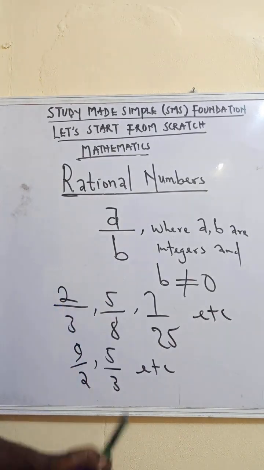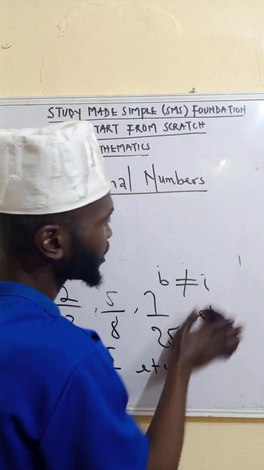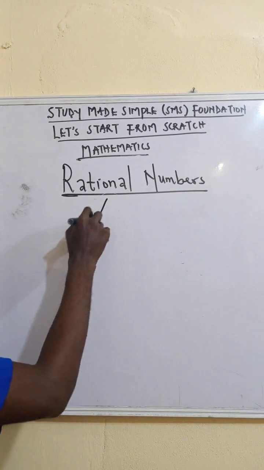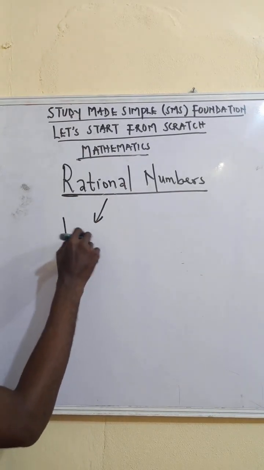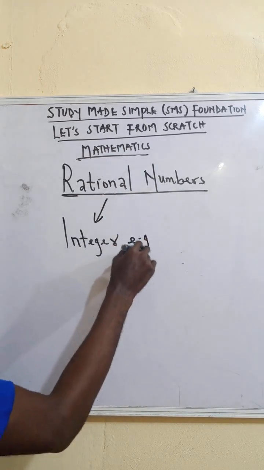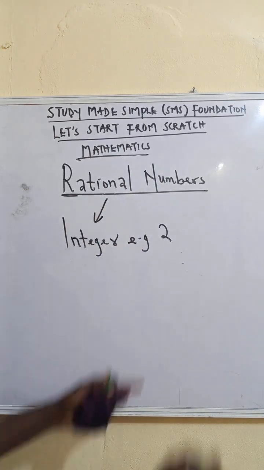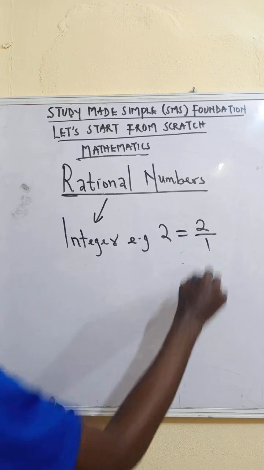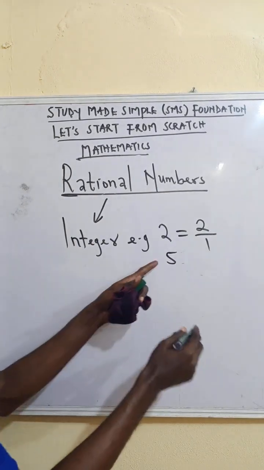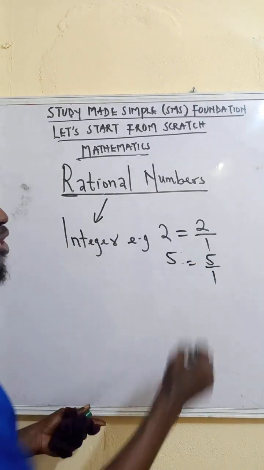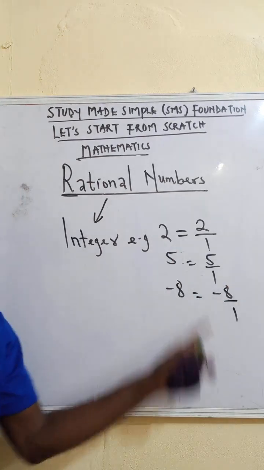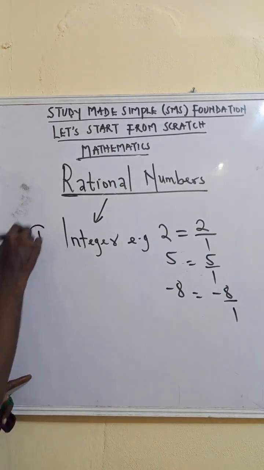But let's see the different cases of rational numbers. Now, rational numbers can either be integers. Integers are rational numbers. For example, ordinary 2 is rational because 2 can be written in fraction. You can write it as 2 over 1. So if you write 5, 5 is integer. 5 is the same thing as 5 over 1. You can have minus 8. Minus 8 is the same thing as minus 8 over 1. It's still rational. So this is case 1.